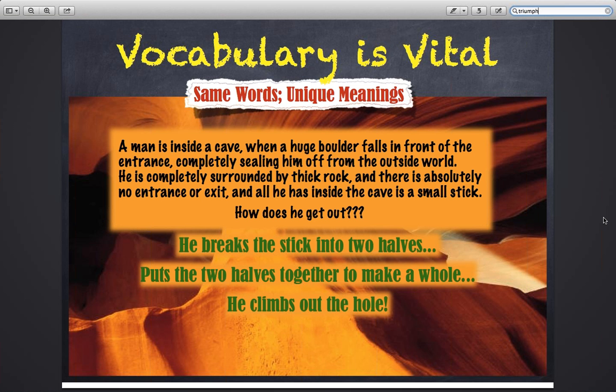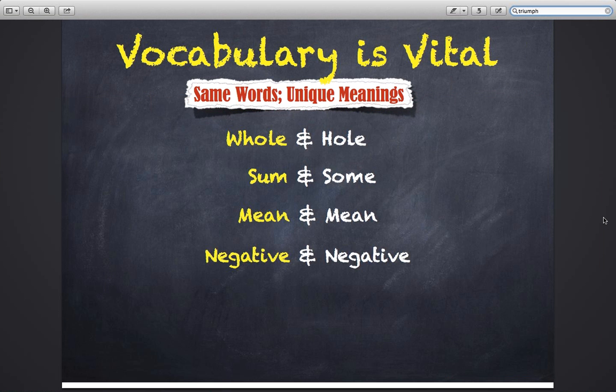But actually, when it comes to the importance of vocabulary in math, this mystery actually gets it right. There are words that are just different in math, and we need to make that very clear to our students. For example, whole, which we just saw, W-H-O-L-E, is much different than H-O-L-E, like a hole in the ground. Sum, or the answer to an addition problem, versus S-O-M-E. Mean, or the average in math, versus mean, which means not nice in so many other aspects of life. Or in math, negative means a number less than 0, versus negative in so many other aspects of school or life, where negative means not nice or something that's bad.